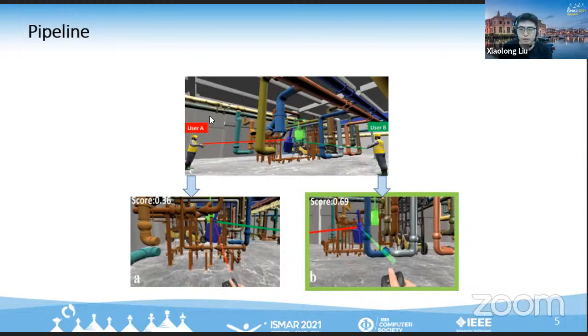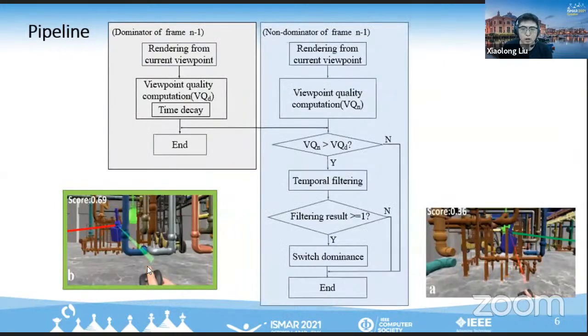Here is the third-person view image for users A and B manipulating the blue object to fit the green target. A is the current view N of user A. B is the current view N of user B. If B is the dominant of the last frame N-1, we calculate the viewport quality score of image B. A is the non-dominant of the last frame N-1. For A, we calculate the viewport quality score of image A, and we compare the scores of A and B. If the viewport quality score of user A is greater than user B's, and the filter result is greater than or equal to 1, user A will be the dominant. Next, we give the details of those three steps.